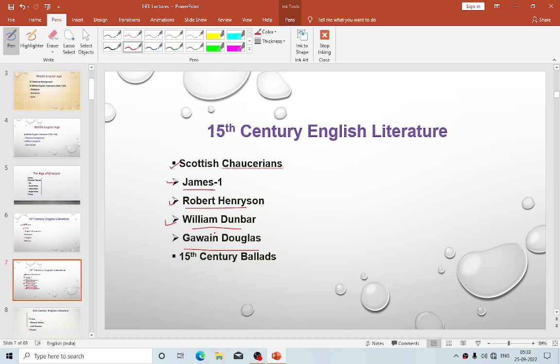In The Flyting, Dunbar and Kennedy hurl abuses at each other. Such flytings or scolding matches were common among literary Scots up to the 18th century.